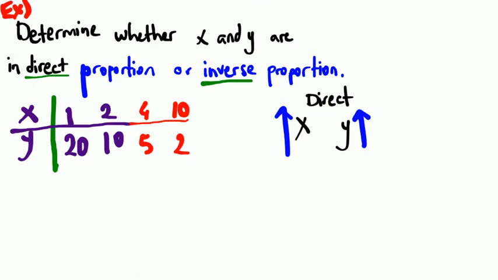I'll just show you in different color. Look at this color. x and y at the same time decrease or increase. Look at blue color. When x increases, y will increase. When x decreases, y will decrease. Look at green color. Then we understand that they are in direct proportion.